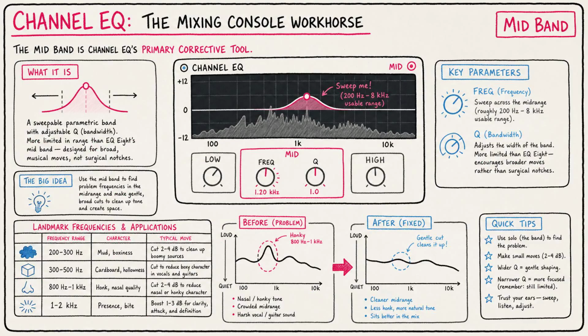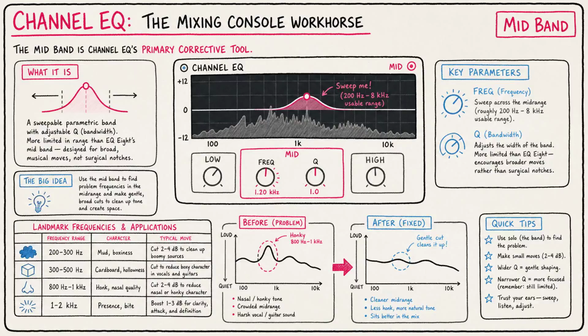The mid-band is Channel EQ's primary corrective tool, a sweepable parametric band with adjustable Q, or bandwidth, though more limited in range than EQ 8's equivalent. This is where you'll address the most common frequency problems: mud, boxiness, honk, harshness, and presence issues. Frequency range: sweepable across the mid-range, roughly 200 Hz to 8 kHz usable range. Q, bandwidth: adjustable but more limited than EQ 8, encourages broader moves rather than surgical notches. Landmark frequencies and applications.